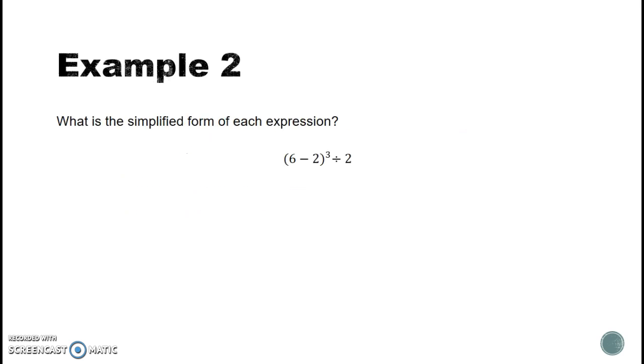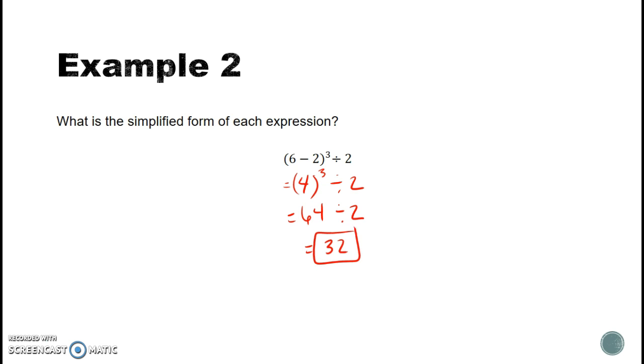So what is the simplified form of the expression? We find here's our grouping symbols, so that's where we're going to start. We're going to start by taking 6 minus 2, and we get 4. I'm going to rewrite everything else: 4 cubed divided by 2. From here, after grouping is exponents, and I see that I have this 3 as an exponent, so I'm going to do 4 to the 3rd power, which will give us 64. Rewrite the divide by 2. And then 64 divided by 2 is 32.